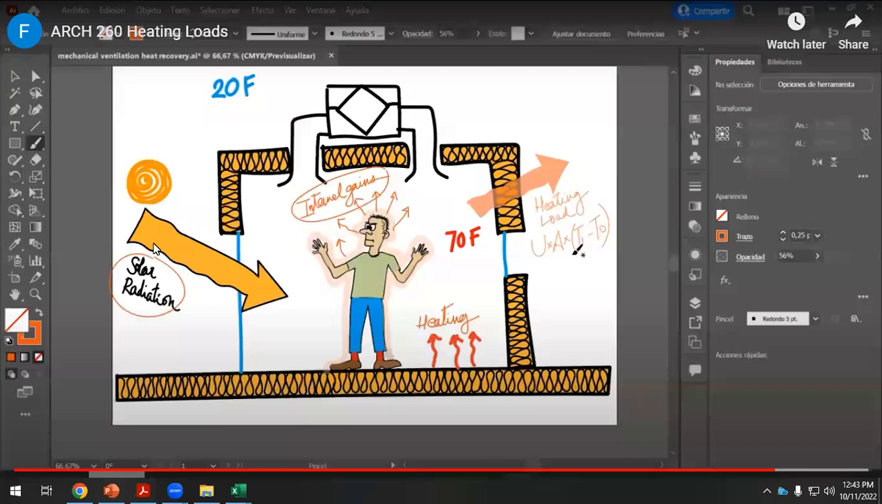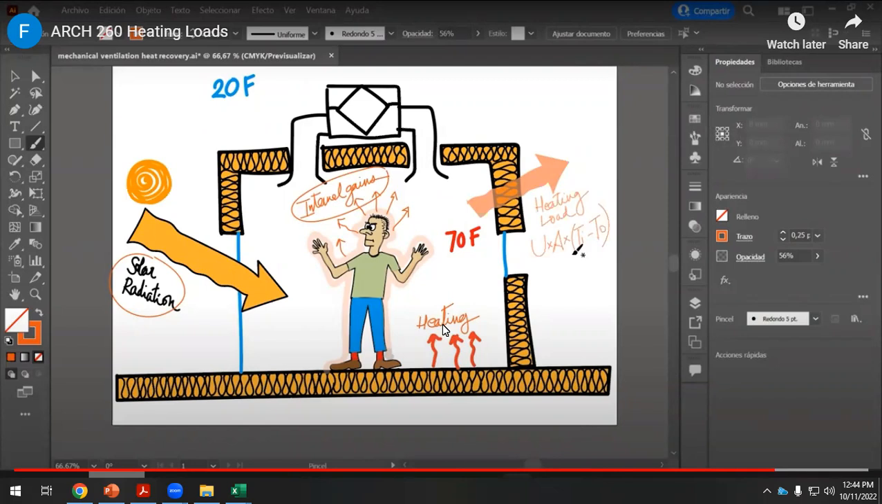If the energy that we are gaining through the sun and because of people is less than the energy that we are losing, then we have to supply some heating. So that's the summary of what happens in winter. We have to keep this guy in comfort at 70 Fahrenheit. And if we don't have enough gains, internal gains or external gains through solar radiation, then we have to supply some heat. So this is the summary.